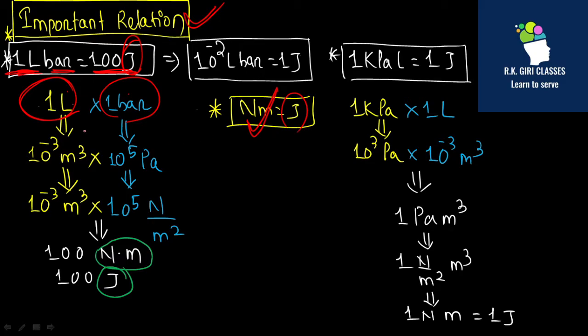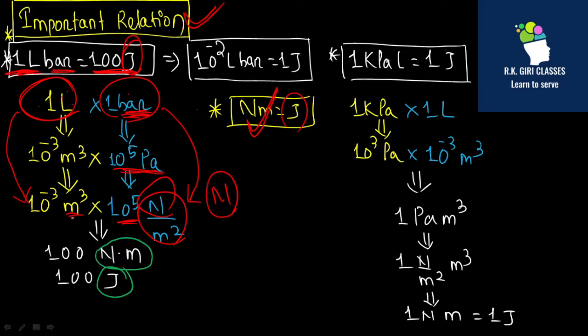That is joule, right? So you will convert this liter into meter, and you convert bar into Newton. You know that 1 bar is equal to 10 to the 5 Pascal, that means 10 to the 5 Newton per meter square, because ultimately you will convert this into Newton and this into meter. 1 liter is equal to 10 to the minus 3 meter cube. Multiply 10 to the minus 3 and 10 to the 5, that is 100. Here you cancel, you find Newton into meter, that means 100 joule.